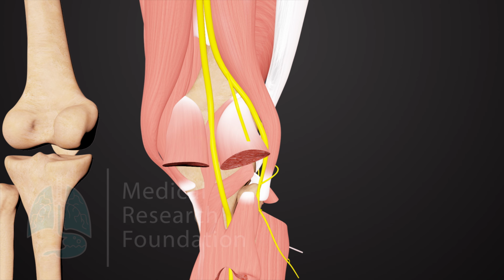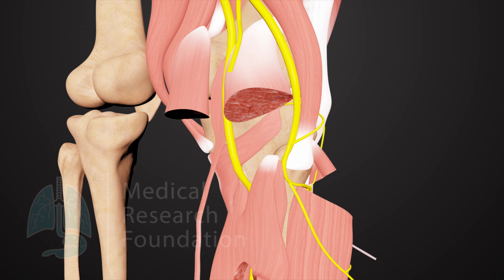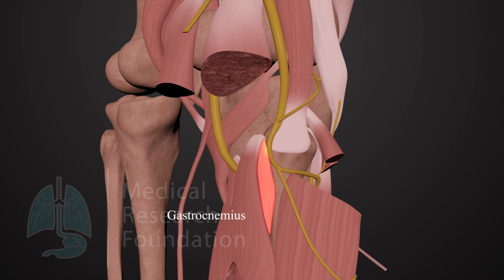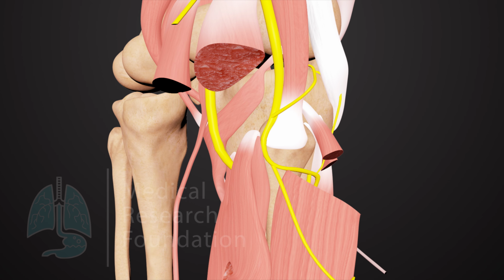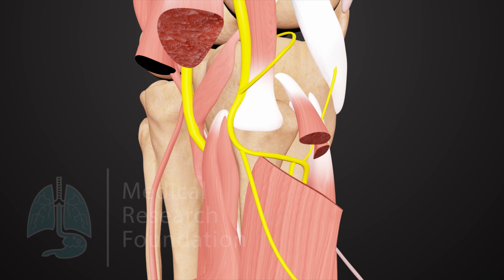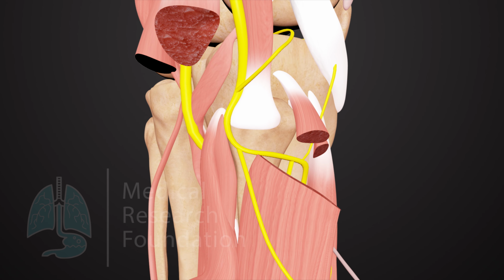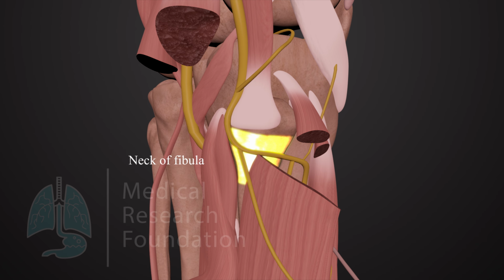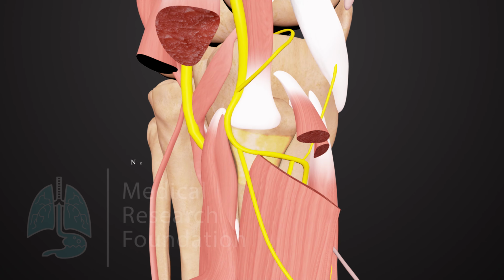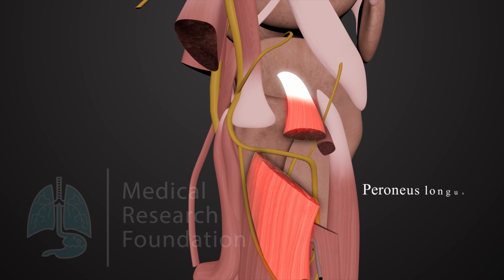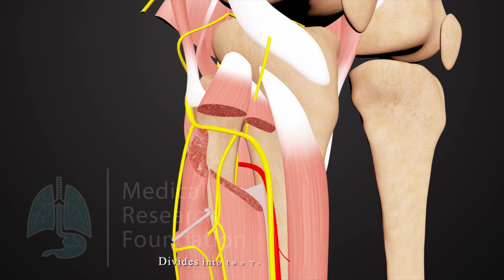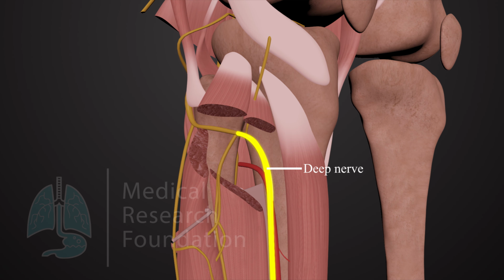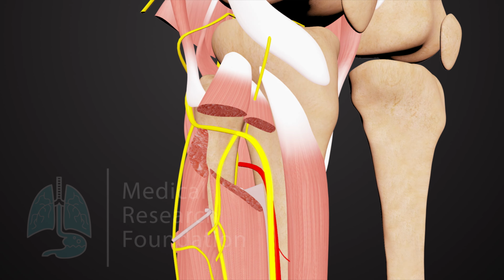Now, it runs over plantaris and the lateral head of gastrocnemius. It runs over the fibular attachment of the soleus to wind around the lateral aspect of the neck of fibula, to reach deep to peroneus longus, where it divides into two terminal branches: deep and superficial peroneal nerves.